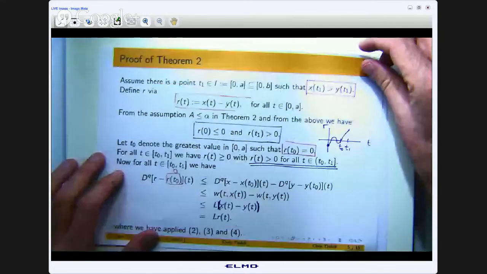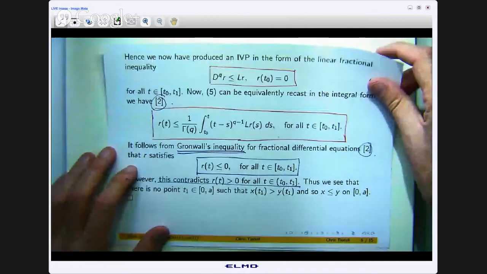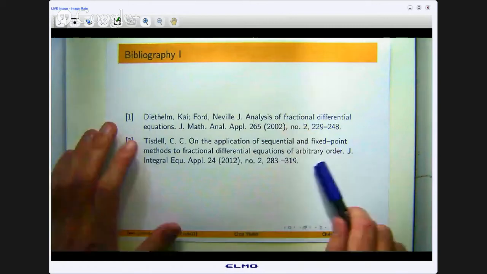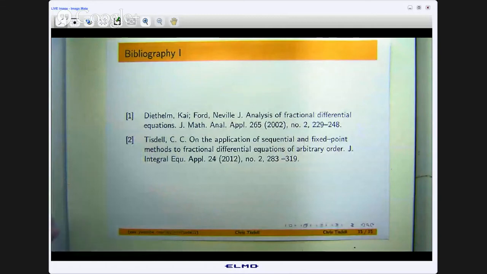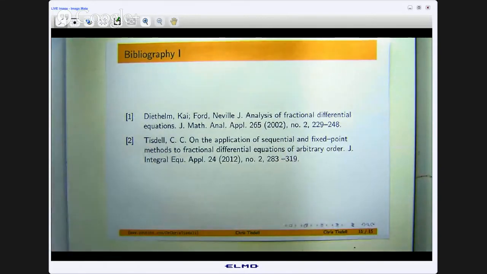All right, well, that is the little comparison theorem that I thought I'd share with you. Here are a couple of papers. This is one of mine, which contains some of the Gronwall's inequality and things like this. This is also a very important seminal paper, one of the early ones.